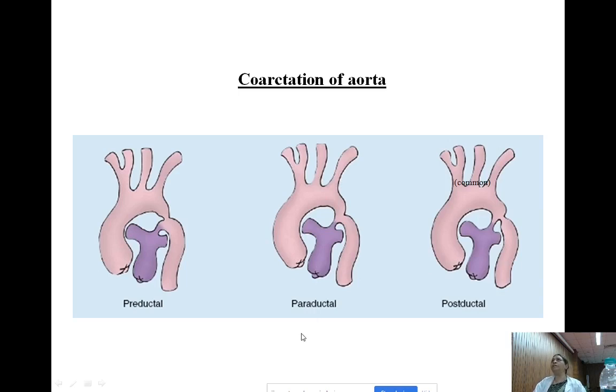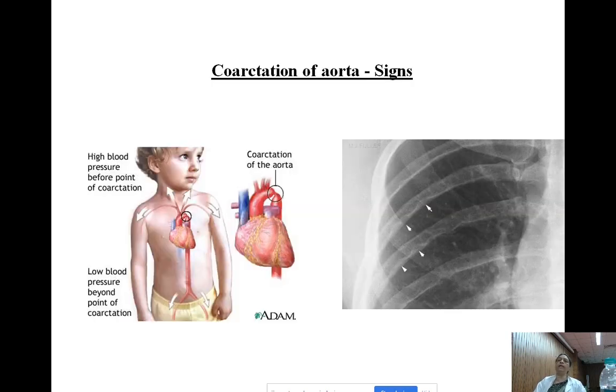And because of this enlargement, they are close to the ribs, so they will cause notching of the ribs. So there will be notching of the ribs. So here you can see that in case of coarctation of the aorta, there will be high blood pressure in the upper limb and low blood pressure beyond the point of coarctation, that is in the lower limb. In the lower limb you will get low blood pressure, and high blood pressure in the upper limb.